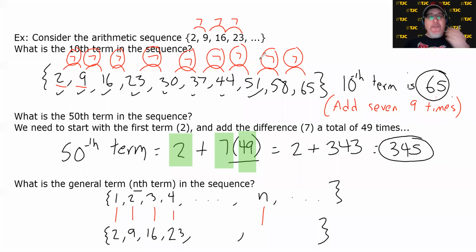All right, so how did we get to the 50th term? We started with the first term, which was 2. And to that, we added a bunch of 7s. But how did we know how many 7s to add? Do we add 50 7s? No, we added 1 less than that. We added 49 7s. So for the general term, the nth term, do we add this many 7s? No, we add 1 less than that. That's how many 7s we have. And that would be our general term in this particular instance.